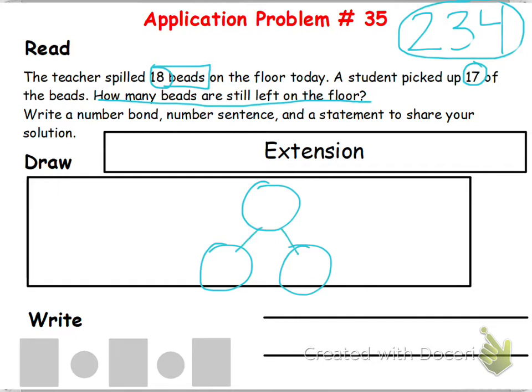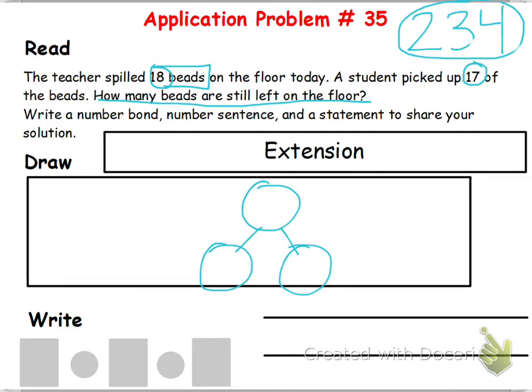Alright, so now I'm going to read it. It says, the teacher spilled 18 beads on the floor today. A student picked up 17 of the beads. How many beads are still left on the floor? We're going to have to complete the number bond, write the number sense, and do a statement to share our solution or our answer. Okay, so first thing we need to do is, does this word problem tell us the whole? Thumb up or down? Yes or no? Yes, it does tell us the whole.